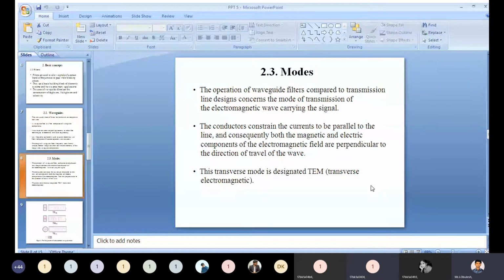The conductor constrains the current to be parallel to the line, and consequently both the magnetic and electric components of the electromagnetic field are perpendicular to the direction of travel of the wave.